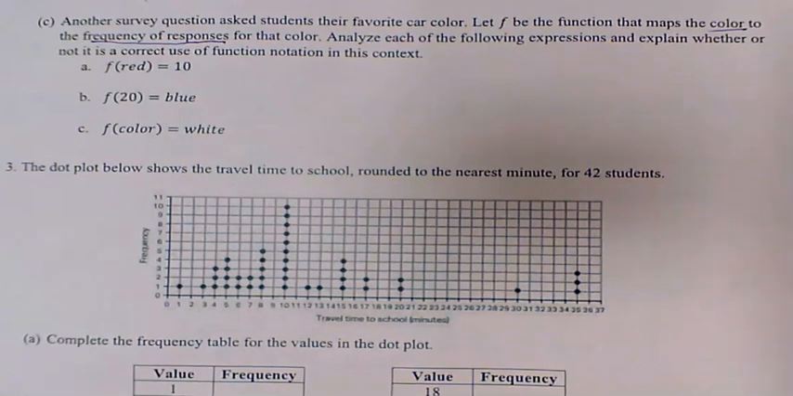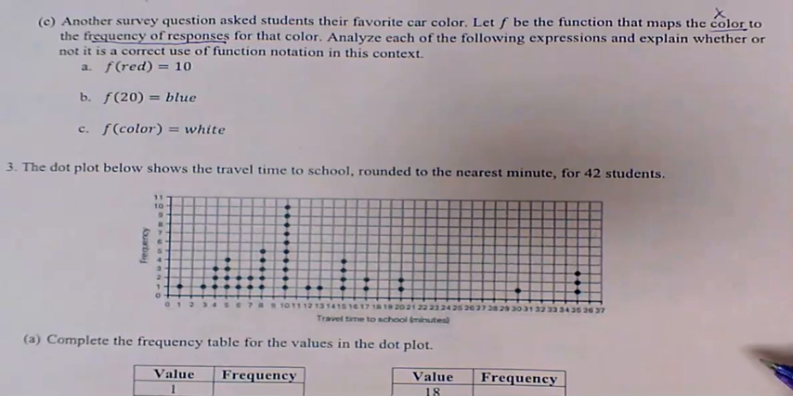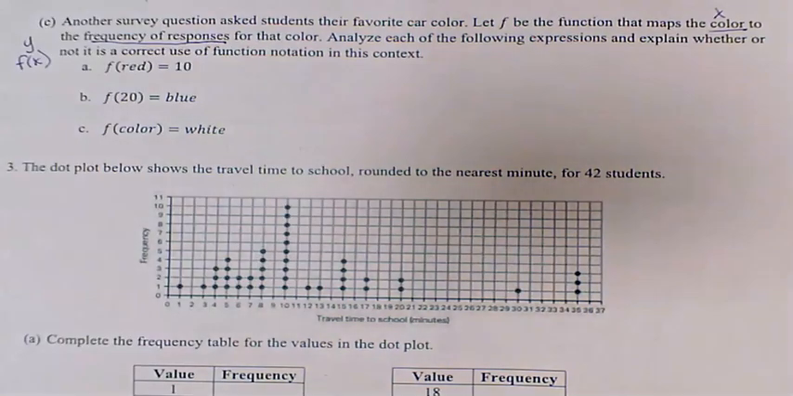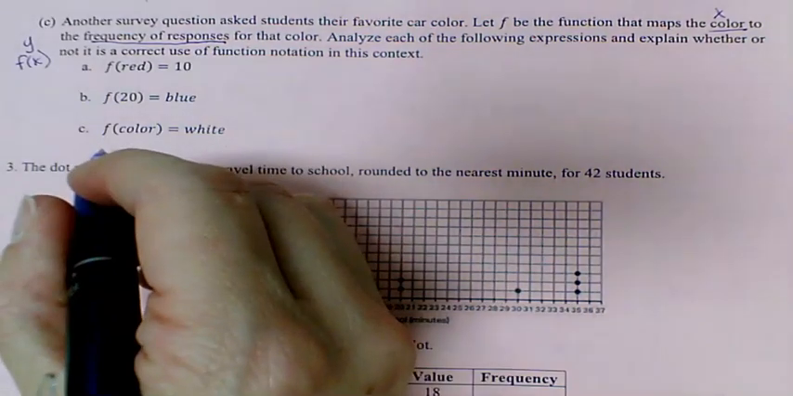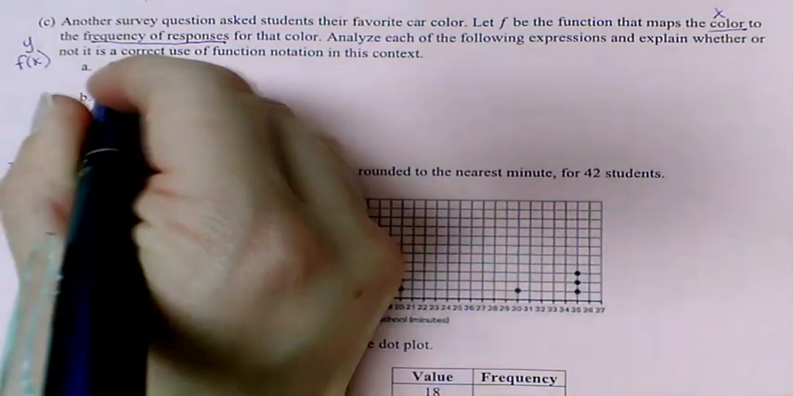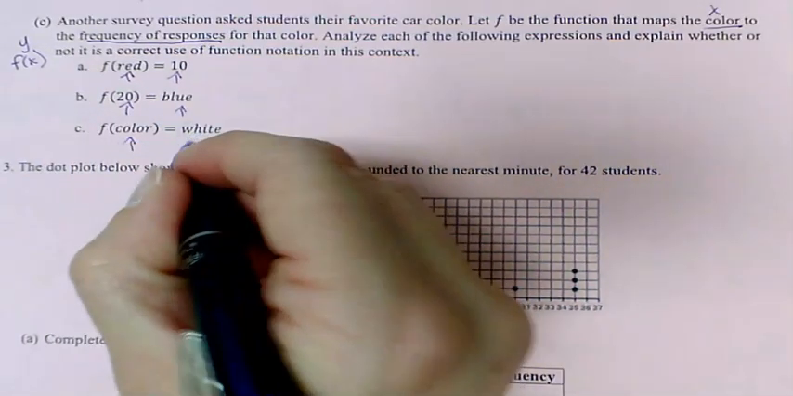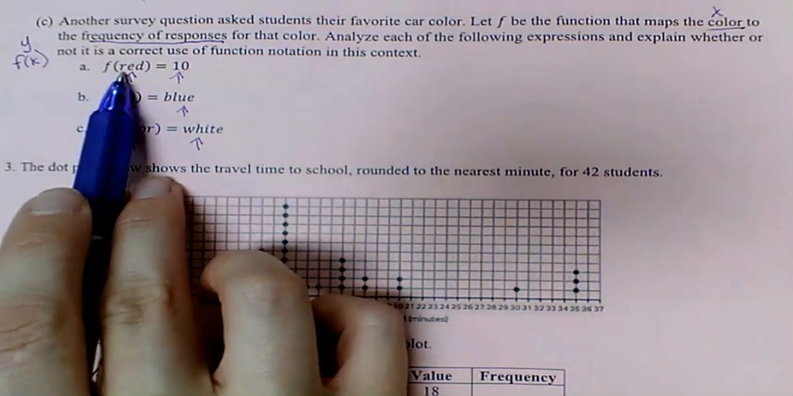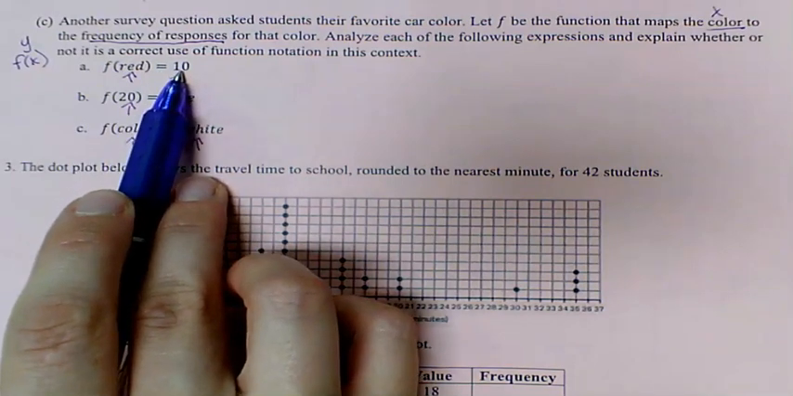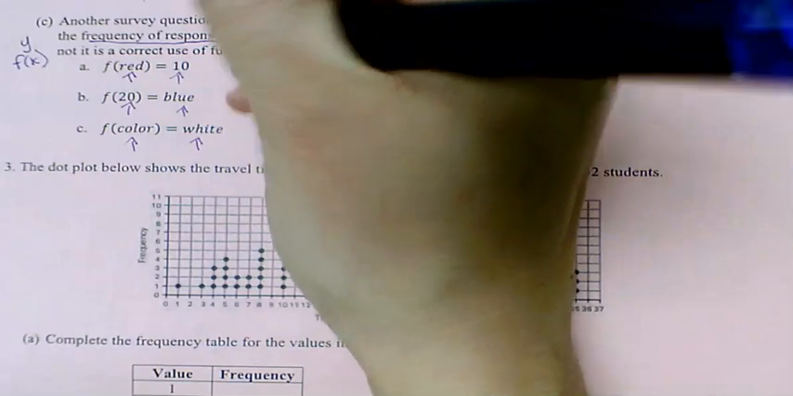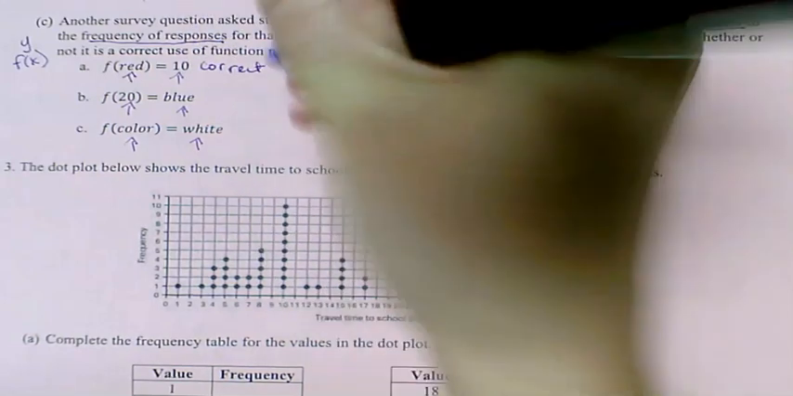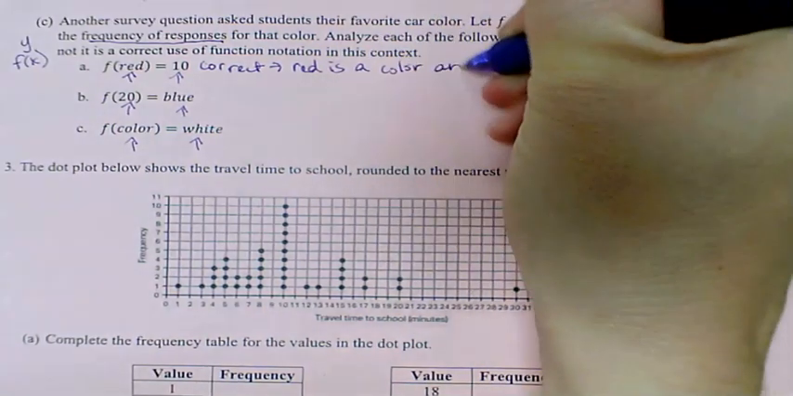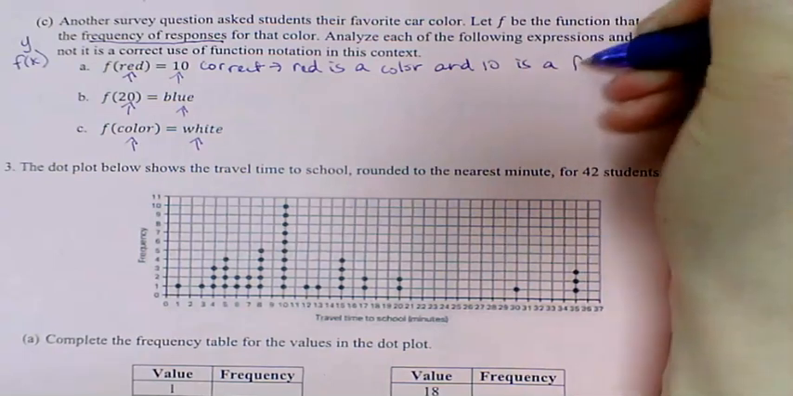So keep in mind that the color is what would be along the x-axis, and the frequency of responses would be along the y-axis, also known as f of x. So inside, we should have a color, and outside, we should have a frequency. So looking at part A, do we have f of a color equal to a frequency? The answer is yes, we do. So this is correct. And we can say because red is a color and 10 is a frequency.